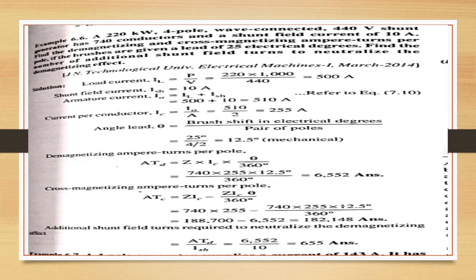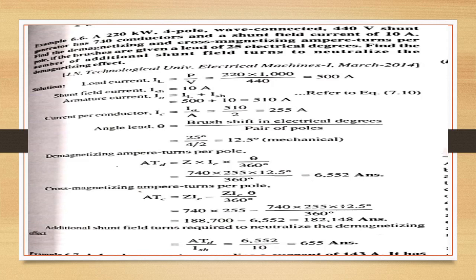Current per conductor IC is IA by A, that is 510 by 2, 255 amperes. Angle lead theta equal to brush shift in electrical degrees by pair of poles. Brush shift in electrical degrees is given in the question as 25 degrees. Pair of poles is 4 by 2, that is 2, so theta is 12.5 degree mechanical. Now let us calculate demagnetizing and cross magnetizing ampere turns per pole.